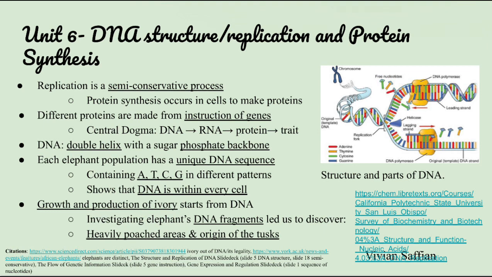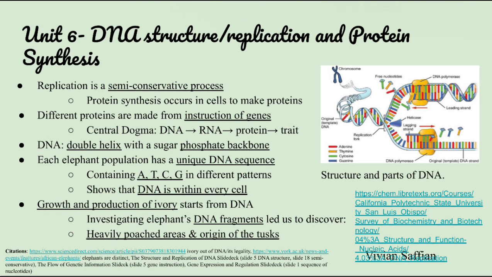To add on, protein synthesis occurs in cells to make proteins, which is also known as transcription and translation. Different proteins are made from the instructions of genes, which is also known as the central dogma, which is almost like an equation for the different traits, which begins with DNA, then goes to RNA, then protein, then makes the trait. Rosalind Franklin, a scientist, figured out that DNA was a double helix with a sugar phosphate backbone.